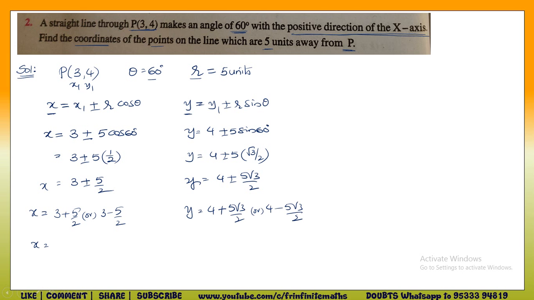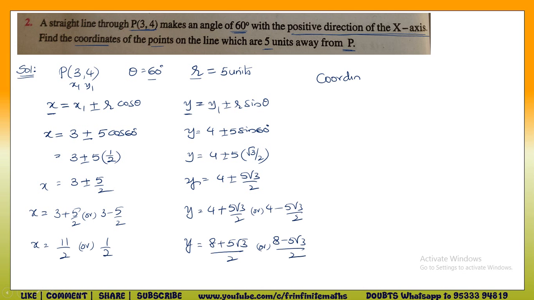So 2 3s are 6 plus 5 is 11 by 2, or 3 2s are 6 minus 5 is nothing but 1 divided by 2. The same way here for y value we are going to get 8 plus 5 root 3 by 2, or 4 2s are 8 minus 5 root 3 by 2. So we got x and y values. Now writing down the coordinates of the points.